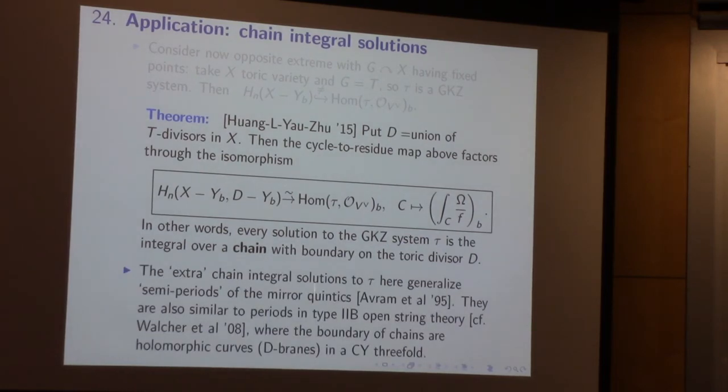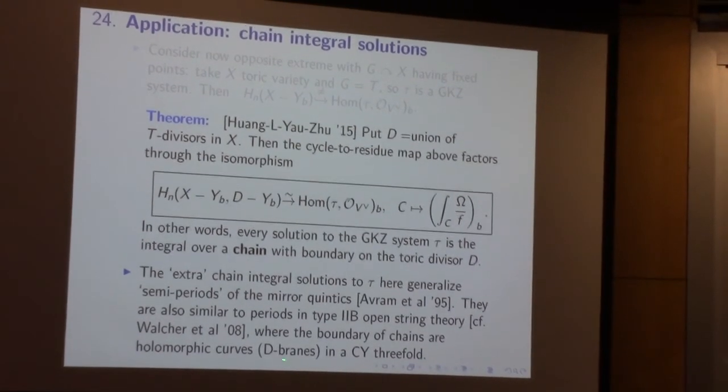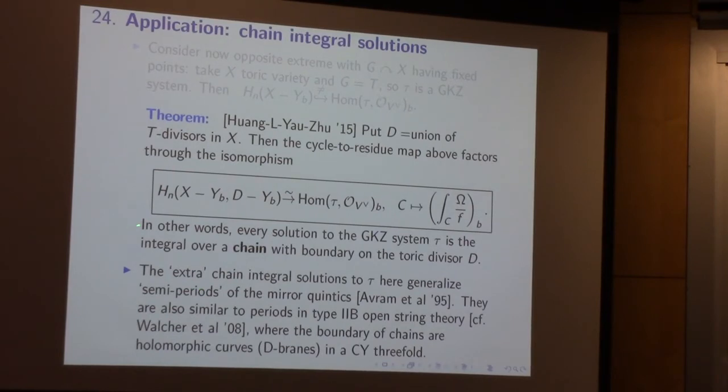Okay. So this result was actually motivated by an earlier paper of physicists trying to interpret the extra solutions of the GKZ system in the case of mirror quintic. So in the case of mirror quintic, if you write down the GKZ system, everybody knows that there are 5 solutions rather than 4. The first 4 give you counting of rational curves, but the fifth kind of sticks out like a sore thumb. So these physicists tried to make sense of it physically by interpreting them as some kind of integral of chains bounded by a D-brane.